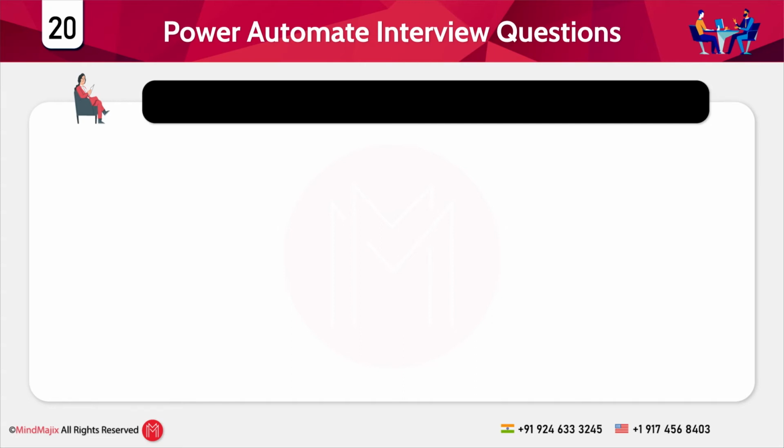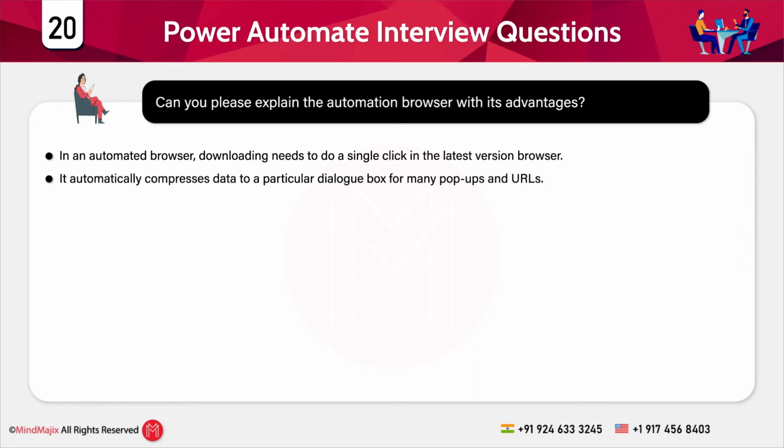The next question is, can you please explain the automation browser with its advantages? Microsoft Power Automate mainly helps to make browsers automated. It provides some features for smooth automation. Apart from this, it has inbuilt features for different browsers. There are many key advantages of Power Automate, such as the browser works out of the box in different browsers with a secured configuration that protects the browser from hacking.